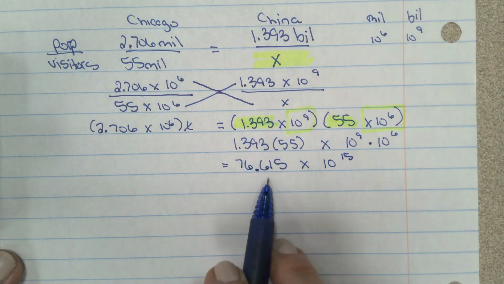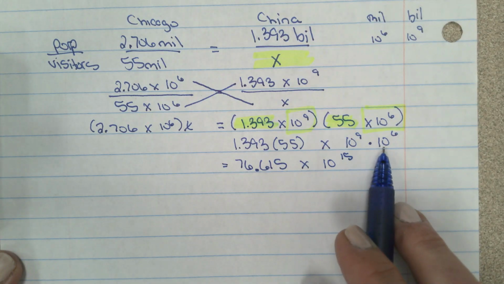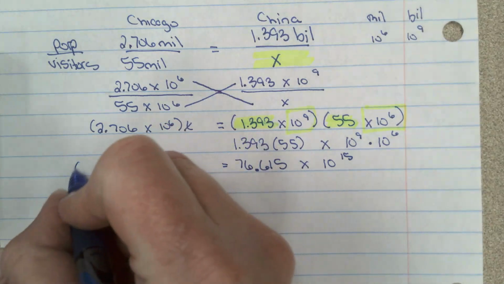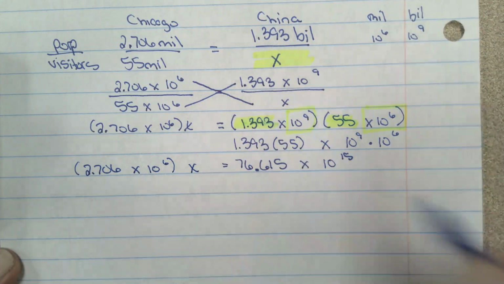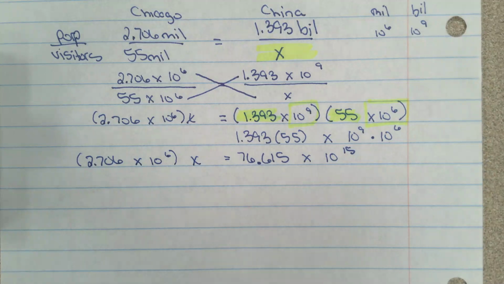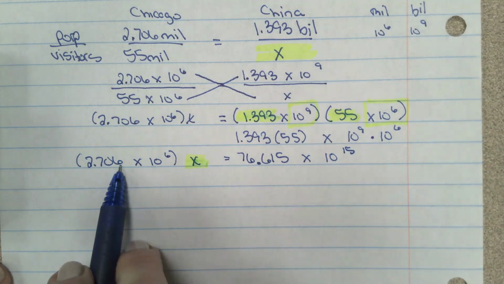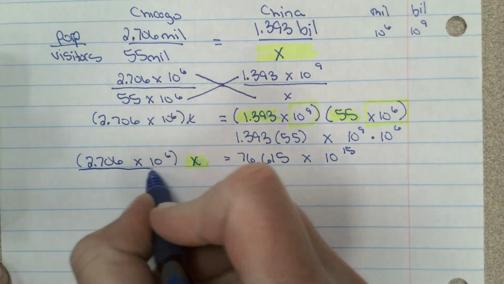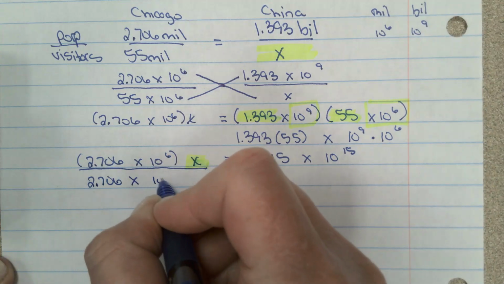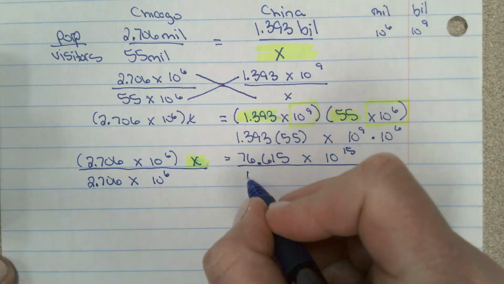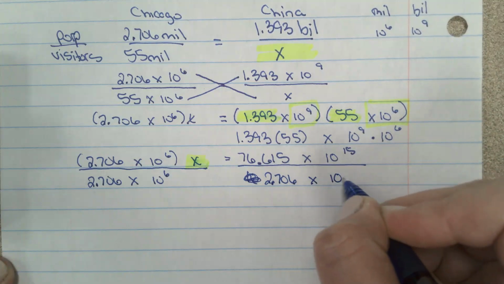So these are just regular numbers. You just multiply, and when you multiply and they have the same base, you add their exponents together. 2.706 times 10 to the 6 x. All right, so this x right here, that is my variable that I want to solve for. And so this is multiplication. I undo multiplication with division. So I divide both sides by 2.706 times 10 to the 6th.